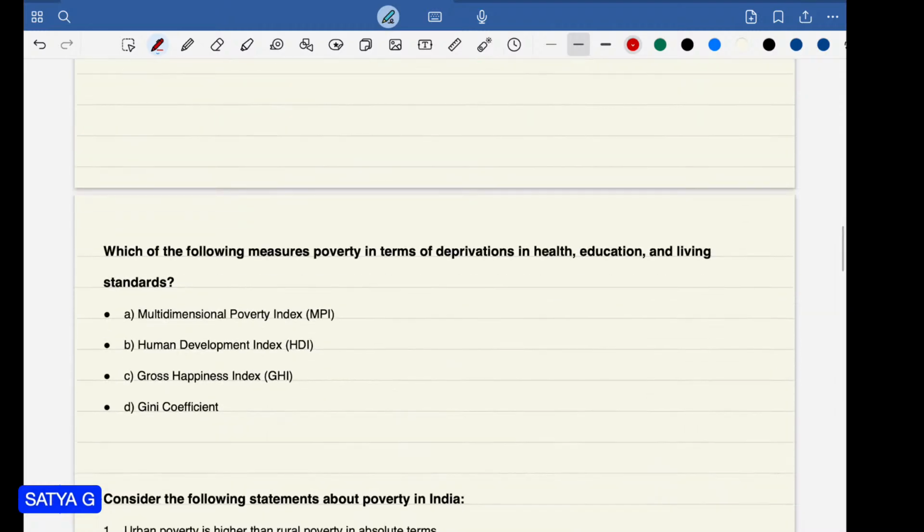Which of the following measures poverty in India in terms of deprivation in health, education, living standards? So straight away they are mentioning the Multidimensional Poverty Index, which has these key areas. It is given by UNDP.